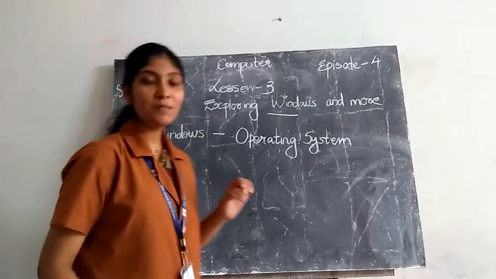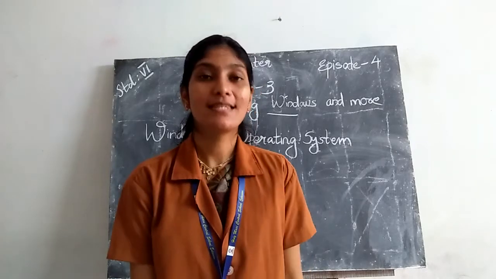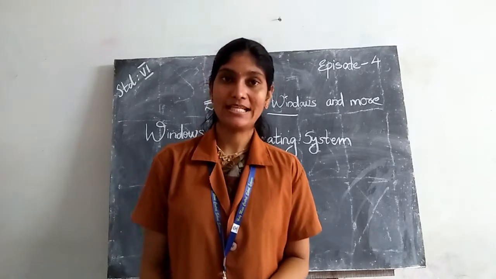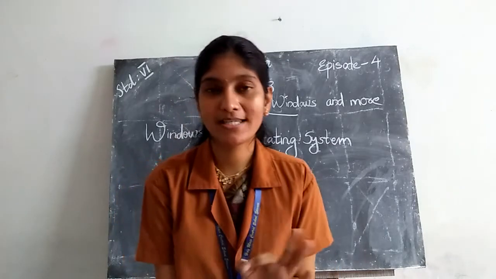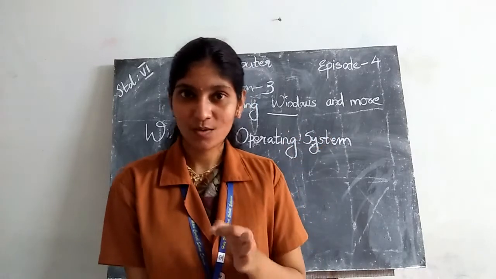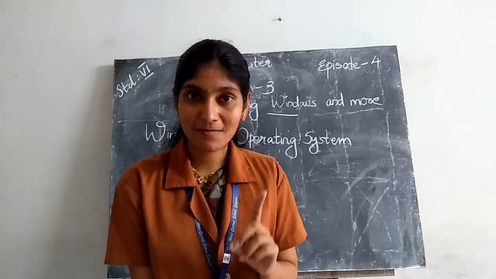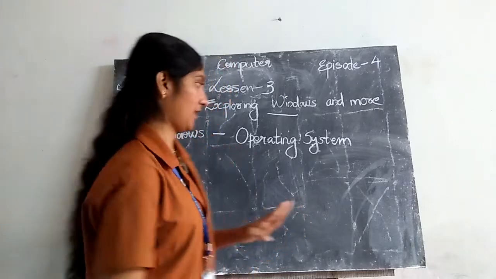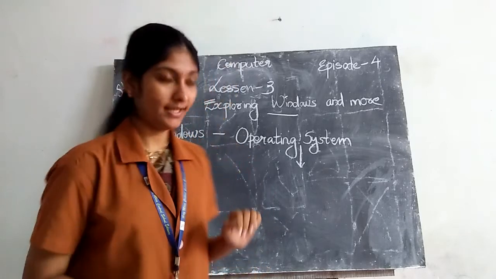Then, what do you mean by an operating system? An operating system is a system software that manages the hardware and software resources. We have already learned this in our previous lesson. Can you remember that? So what is an operating system? Operating system is a system software.